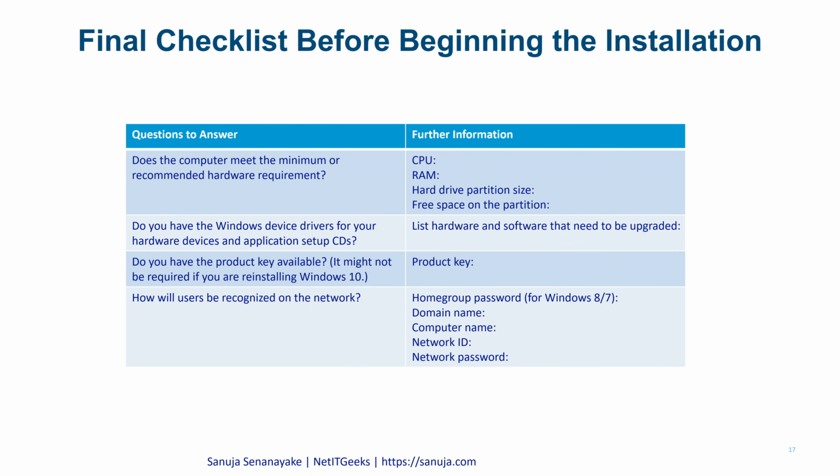Final checklist before beginning the installation. You could ask these questions: does the computer meet the minimum or recommended hardware requirements? You can think about CPU, RAM, hard drive, partitioning size, and free space. Do you have the Windows device drivers for your hardware devices and the application setup CD?